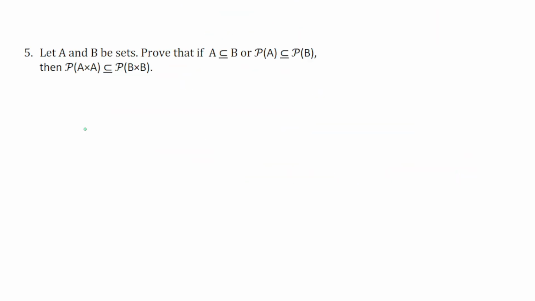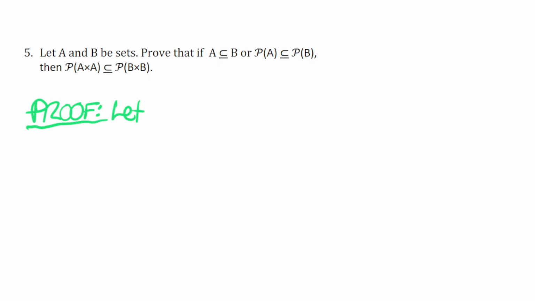For problem 5, we are given the statement, let A and B be sets. We are asked to prove that if A is a subset of B, or the power set of A is a subset of the power set of B, then the power set of the Cartesian product of A and A is a subset of the power set of the Cartesian product of B and B. Okay, so let's write our proof for this.